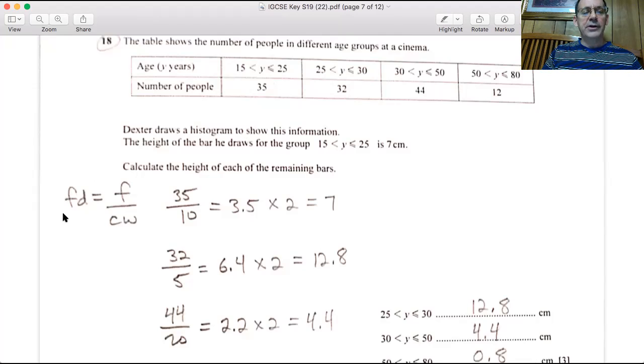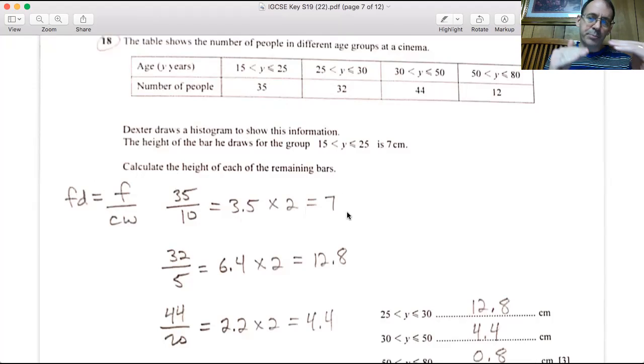He took frequency density as frequency divided by class width. So he took 35, and the class width is 10. 35 divided by 10 is 3.5. But instead of drawing it 3.5, he drew it 7. In other words, he multiplied it by 2. Maybe he didn't want his bars on a histogram being so short, so he doubled the value. And that's what's important in a histogram, is that the areas of your bars, it's not a bar graph, but the area of your sections are proportional.